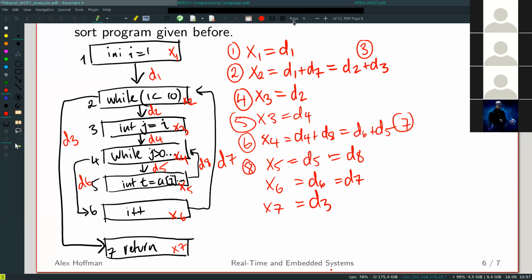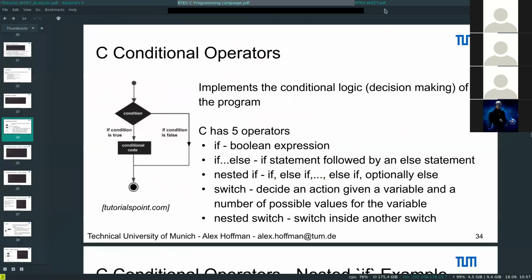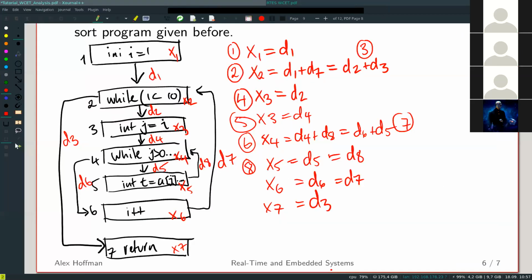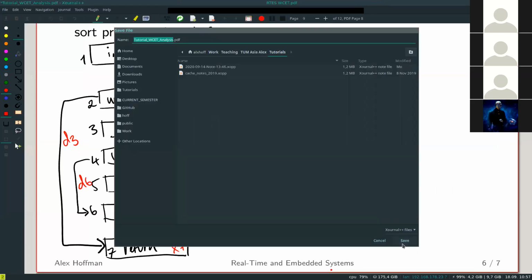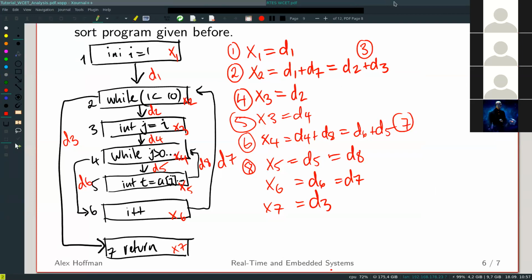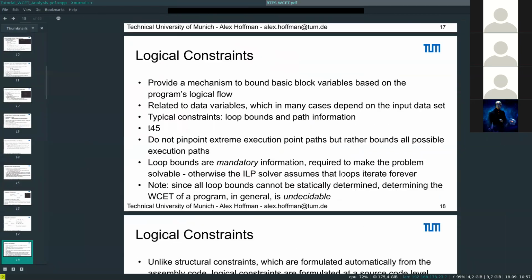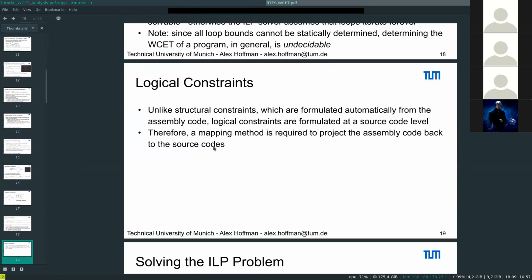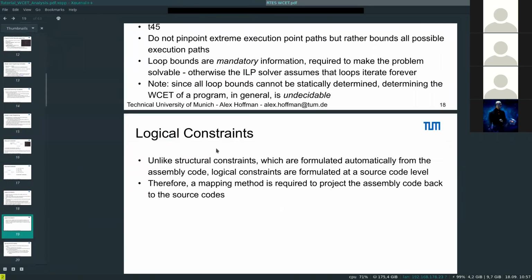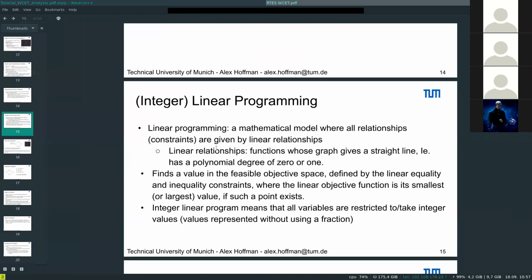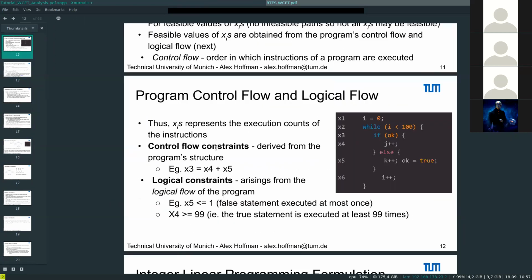Now, if we look at the lecture slides again, close this now. We also have, let me just save this, we also have logical constraints. And so logical constraints are a little more tricky to extract. I think there was an example of them somewhere. Here we go, logical constraints. They actually arise from the logical flow of the program.